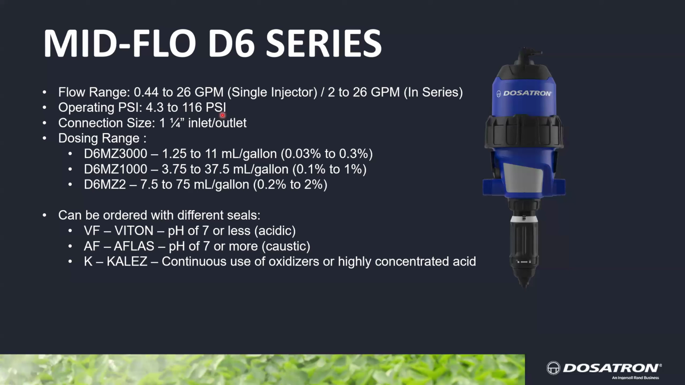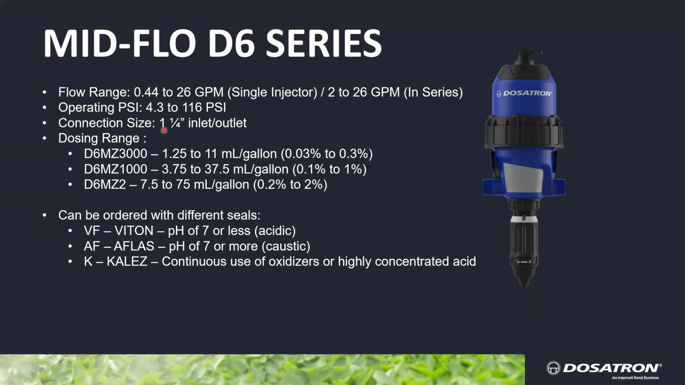This unit here does have a 4.3 to 116 psi operating pressure. The connection size is 1.25 inlet and outlet, so it can be bushed down to 1 inch. It could also be bushed up to 1.5 inches. We should be able to get 26 gallons per minute through 1 inch pipe. Definitely can get that 26 gallons per minute through 1.5 inches. So either way you want to go there, depending on what is existing in your facility or in your operation, it'll fit in very nicely there.